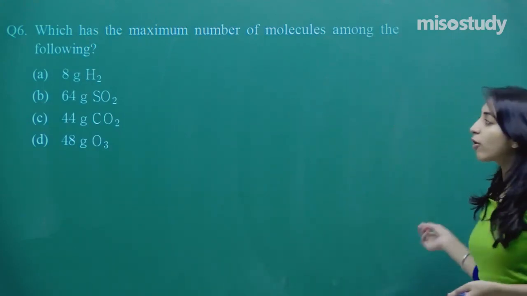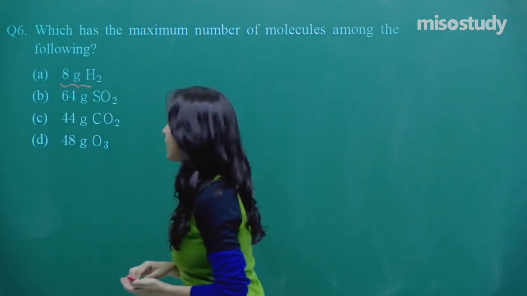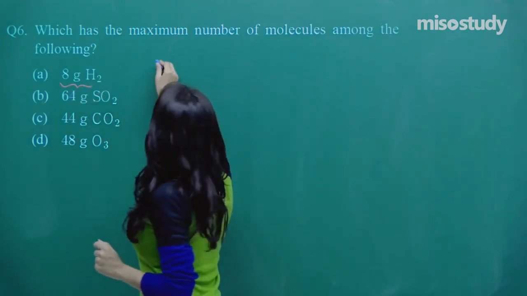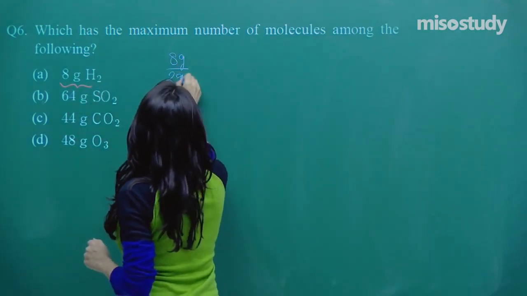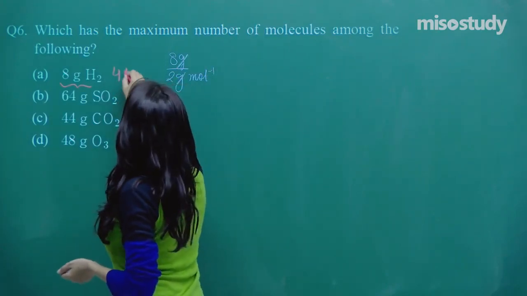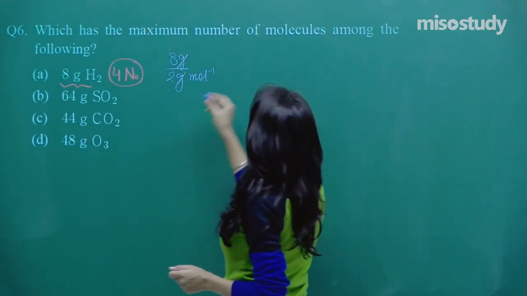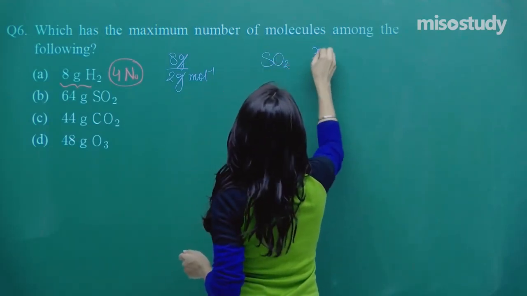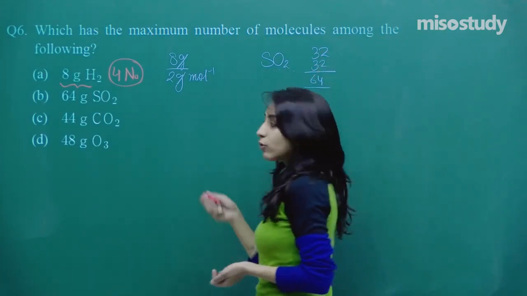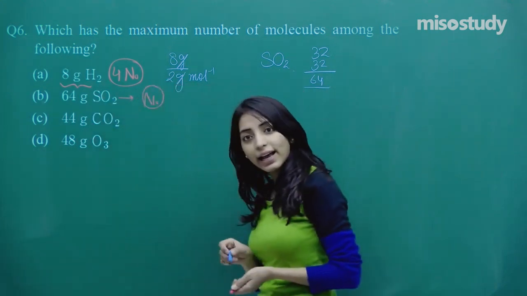Which has maximum number of molecules among the following? Options. 8 grams of H2. Guys, see, now you'll solve it quickly. Hydrogen is 2 grams per mole. So see, 8 grams divided by 2 grams per mole. Gram got cancelled, it is 4 moles, that means 4 N naught molecules, right? Moving ahead, we have SO2. Sulfur is 32, oxygen is 32, making it a total of 64 grams per mole. And so 64 grams is given, so 1 mole is given, that means N naught molecules, right?